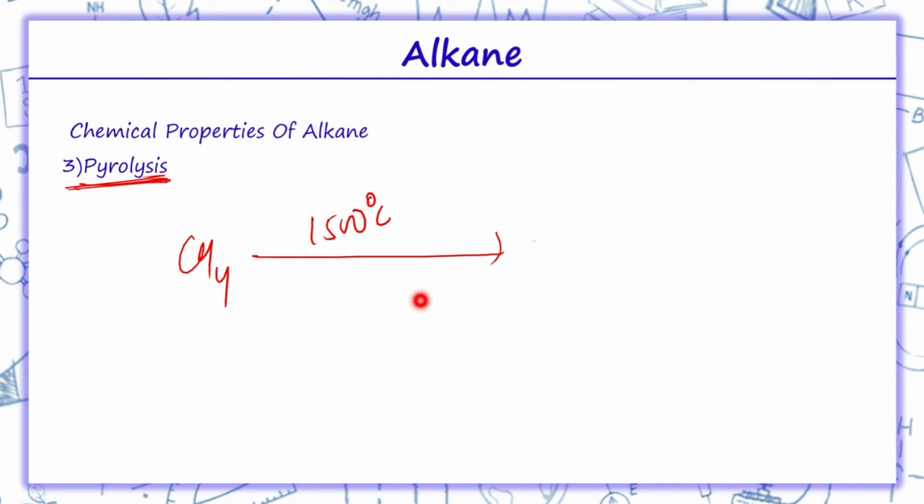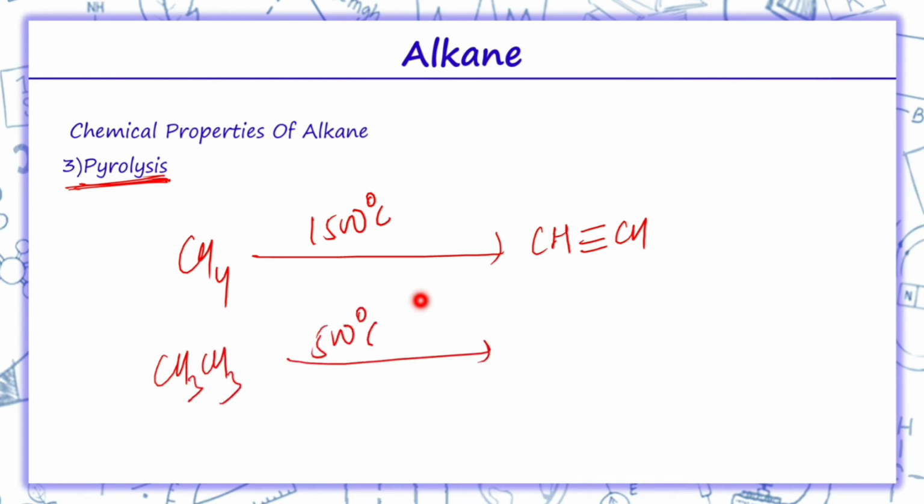Since it is broken down, hydrogen is removed, therefore we call it dehydrogenation also. So an alkane like methane at 1500 degrees Celsius gives alkyne, that is ethyne. But if we take ethane at 500 degrees Celsius in the presence of a catalyst, we will get alkene. So pyrolysis means catalytic cracking, and it is also known as a dehydrogenation reaction.